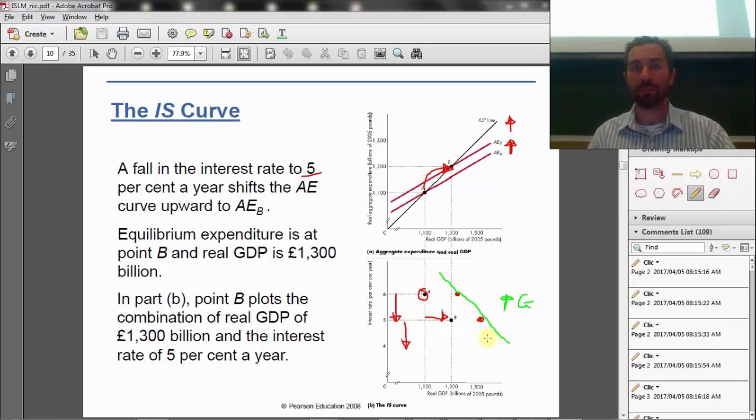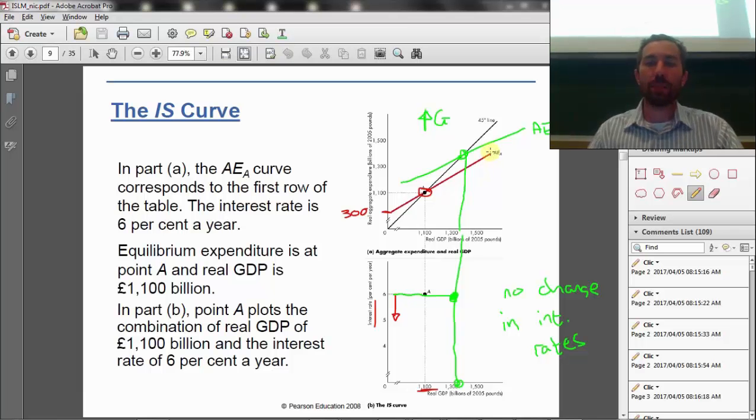However, if our aggregate expenditure shifts upwards not due to a change in interest rates, in other words, if we leave interest rates unchanged, but we increase autonomous spending, so for example, we increase the aggregate expenditure.